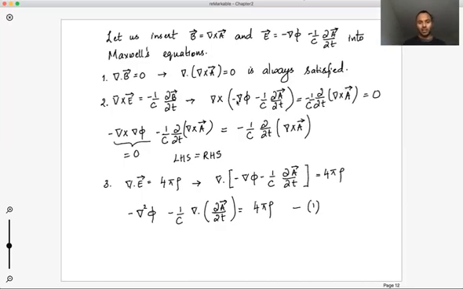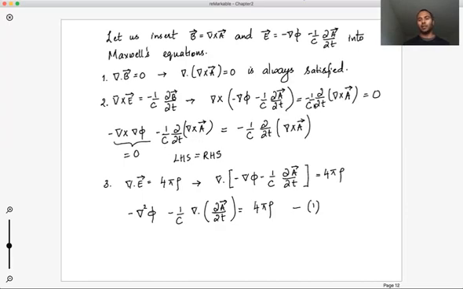So the first term here is curl of a gradient. That's always 0. That's again a vector calculus identity. Curl of a gradient is always 0. And then you have curl of dA by dt. Okay, we can't reduce that. We just keep it as is.